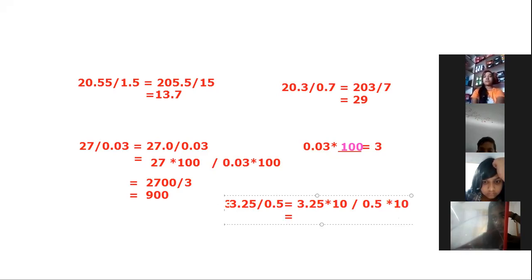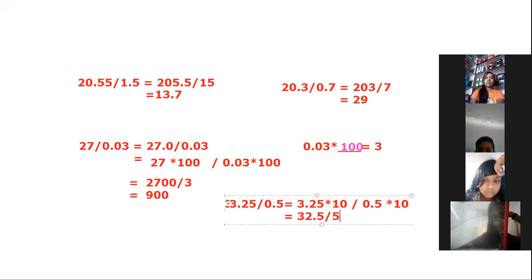We know how to multiply a decimal number with 10. There is only 1 zero in our 10. That's why we have to shift our decimal point one place to the right-hand side. That becomes 32.5. Is it? It should be 32.5 divided by 5 itself.